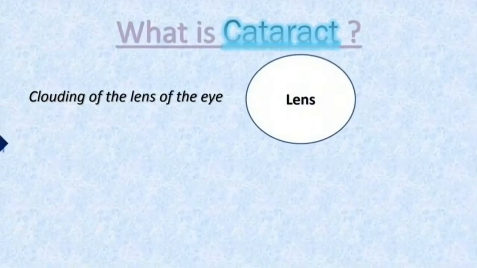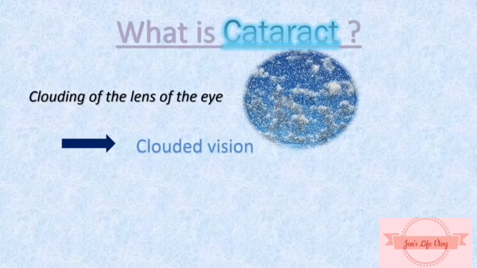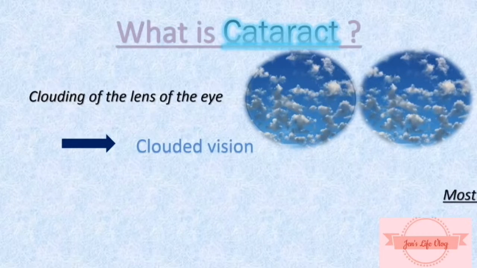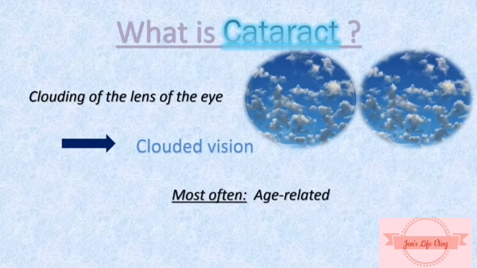Basically a clouding of the lens of the eye, which causes clouded vision. It can occur in either one or both eyes, but it cannot spread from one eye to the other. Most cataracts are related to aging and are very common in older people.